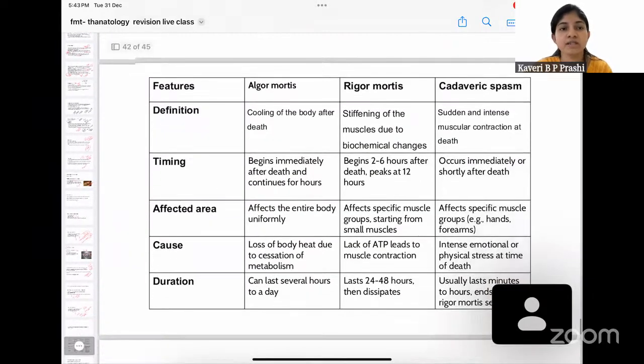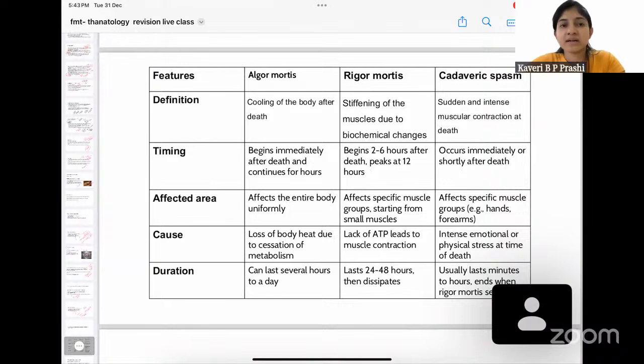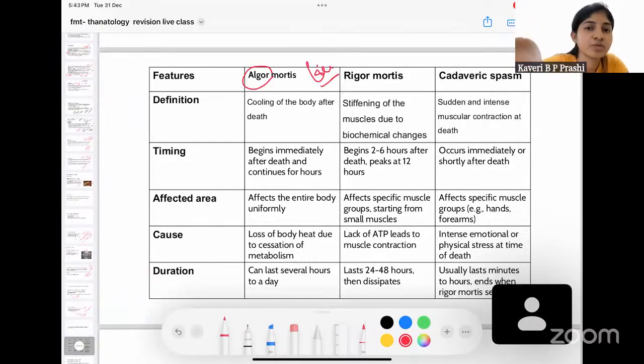Okay. So I'll be telling you about the differences in 5 points. Firstly, let's see what is the definition. Algor mortis. As I told you, algor. What is algor? Fire. That means something to do with temperature. So algor mortis means cooling of the body after death.